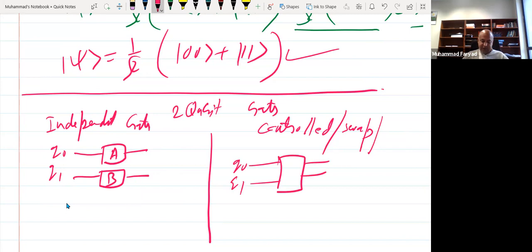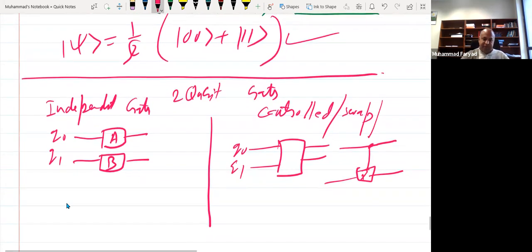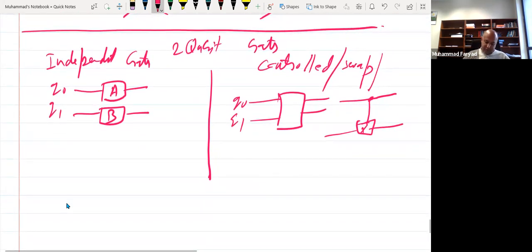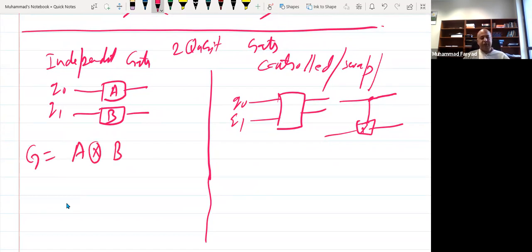That I can't write it as a factor like this. An example is a control X gate, or a control Z gate, or a swap gate, and so on. Now, when we have independent gates, then the combined gate can be written as a matrix product of the individual gates.